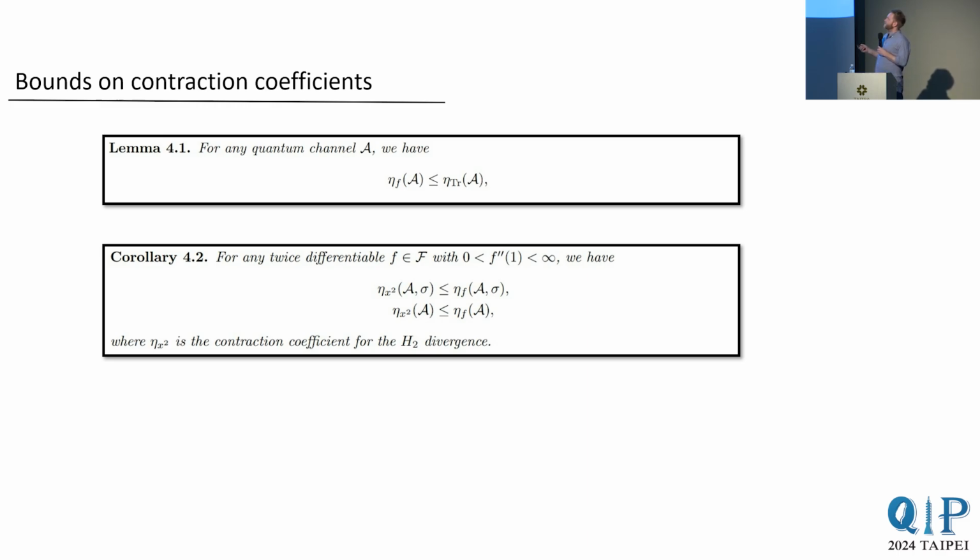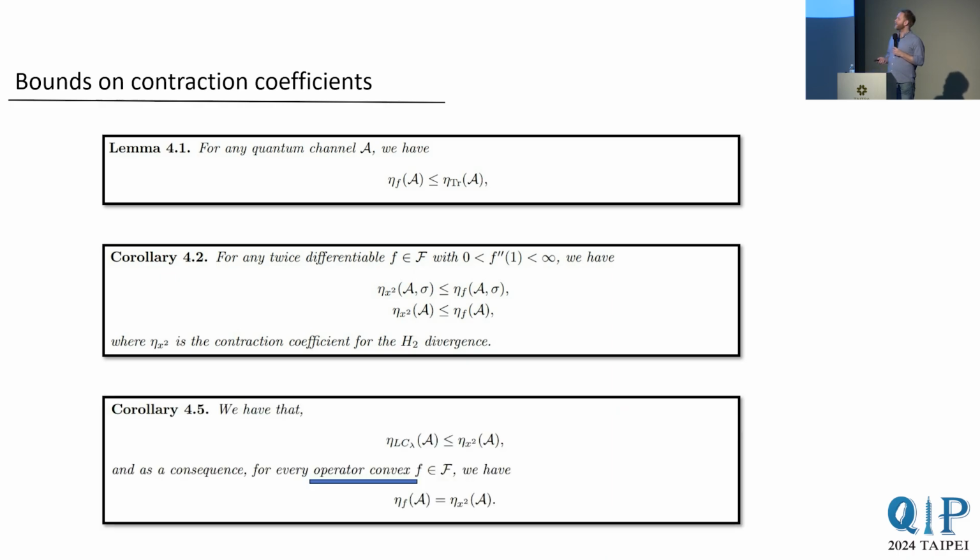Other results are that, for example, the contraction coefficient for the chi-square divergence is actually a lower bound for most f-divergences. And we can say something even stronger: if the function f is operator convex, then all these contraction coefficients are actually the same. This is a very heavily exploited result in the classical setting, but it was completely open in the quantum setting. And I think most people working on it assumed that for the PETS definition of the f-divergence it probably does not hold. Again, this operator convex function f includes, for example, the relative entropy as an important example.